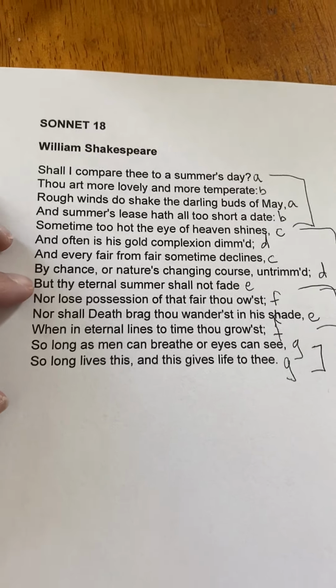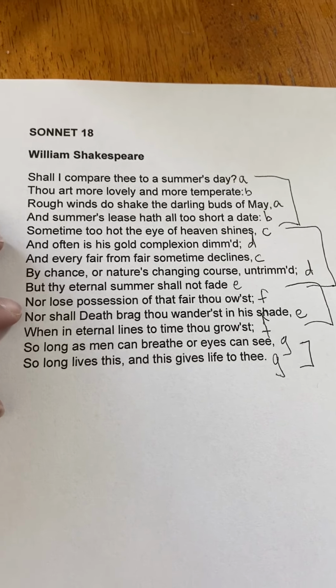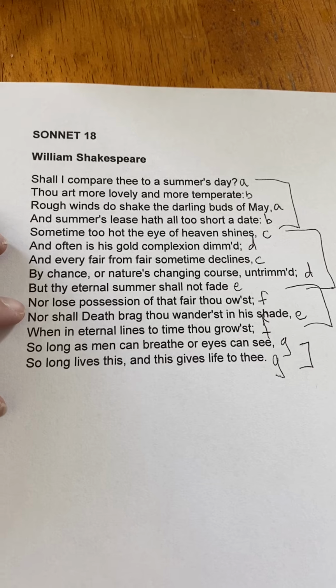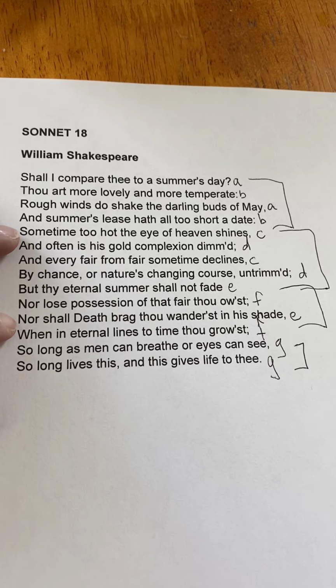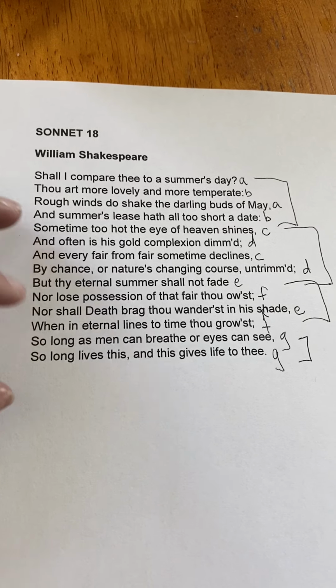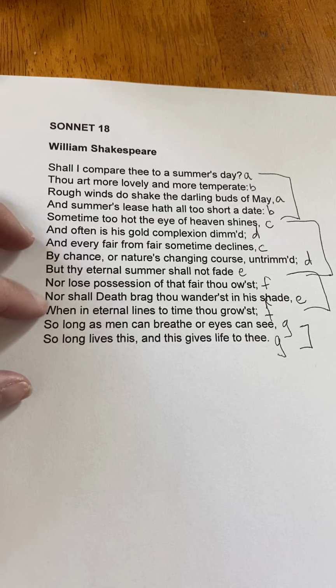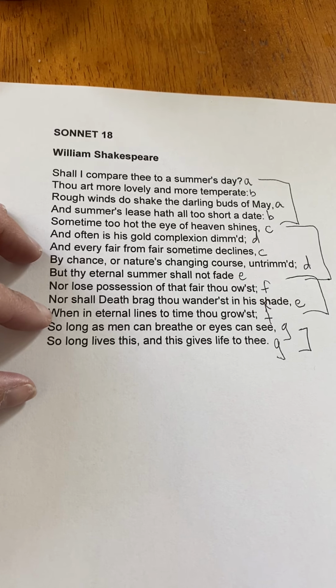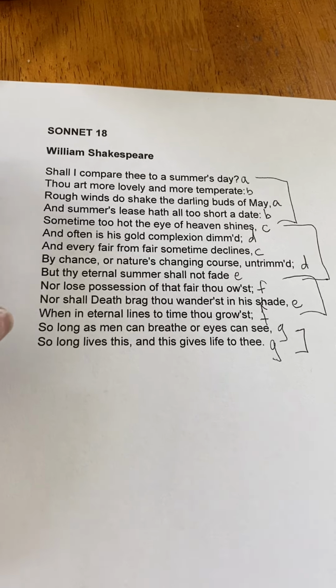But thy eternal summer shall not fade, right? Her beauty shall not fade, nor lose possession of that fair thou owest. Like, you'll never lose your fairness and your beauty. Nor shall death brag thou wanderest in his shade, right? If you're in the shade of death, you're getting older. So when in eternal lines to time thou growest, right? He's like, you're never gonna lose your beauty, even when you're older.